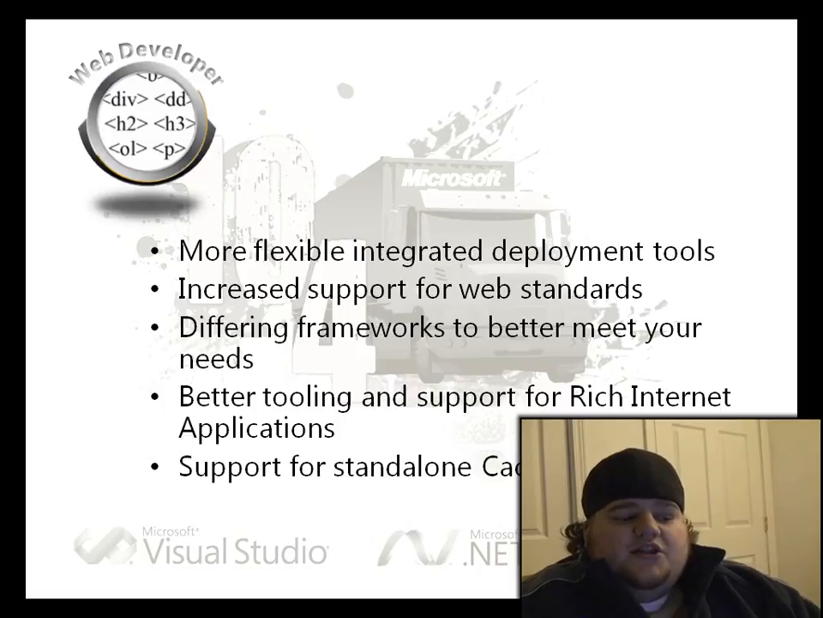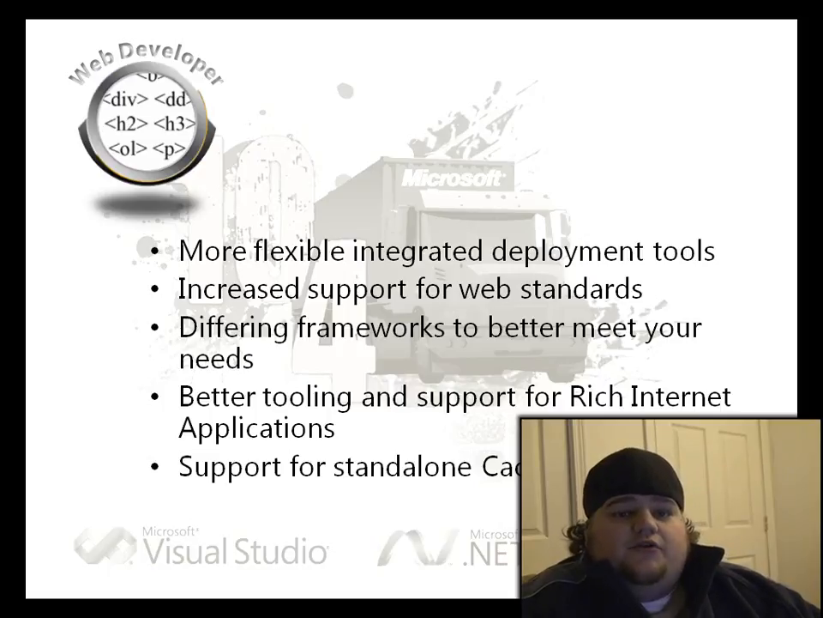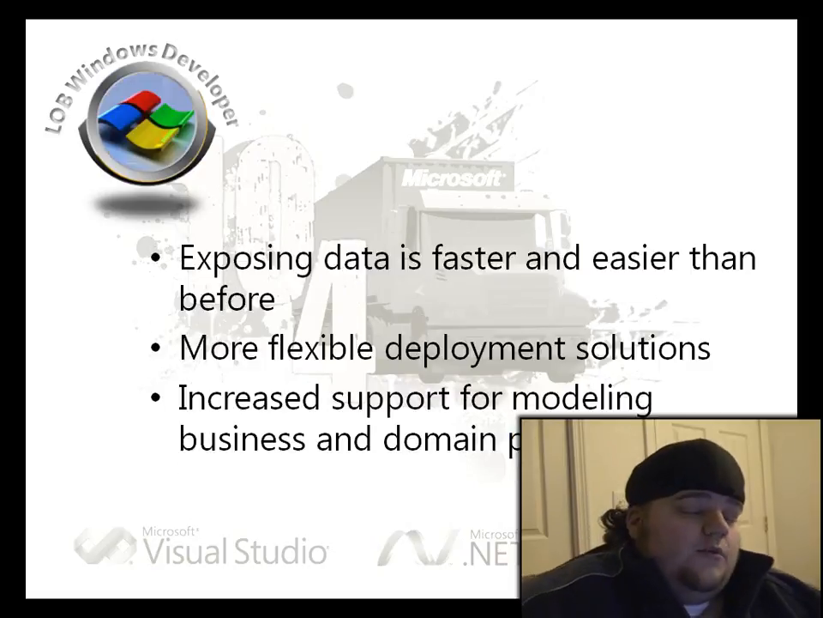You can also see some of the better tooling and support for rich internet applications, so increasing tooling around Silverlight and things that make developing Silverlight applications a lot easier than before. And then finally, some support for caching solutions. So this can be distributed caching, it can be local caching, very configurable with a new project coming that you may have heard of called Codename Velocity, which we'll be diving into in future episodes as well. So a lot of stuff coming from the web developer for the web developer.